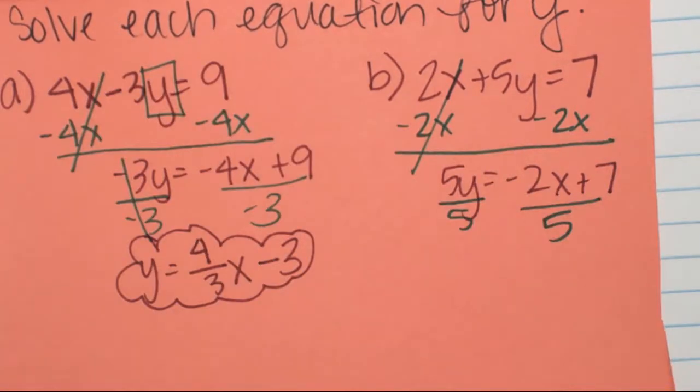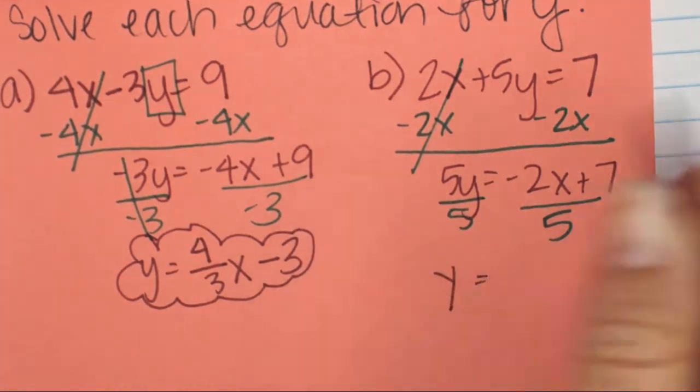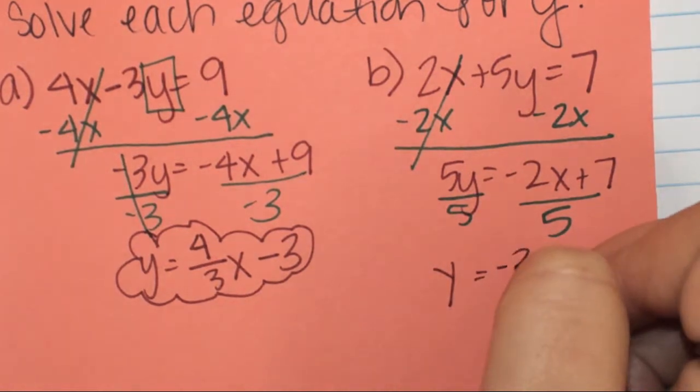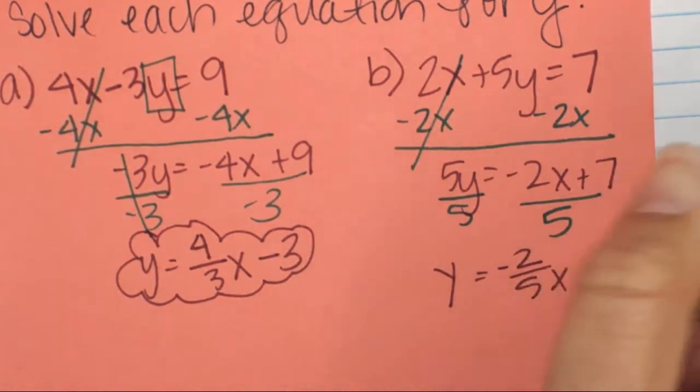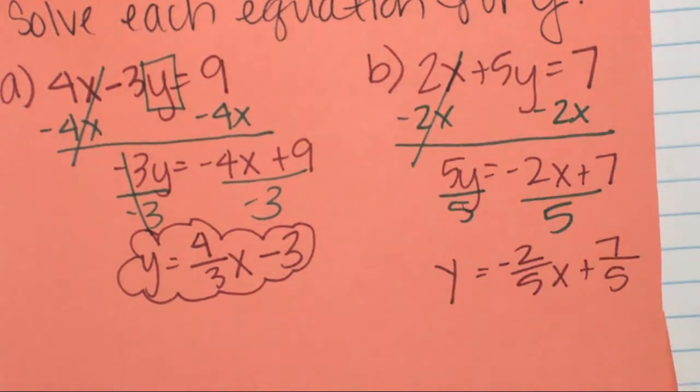Now, do I divide all the things by 5 or one of the things? All of them. So what's negative 2 divided by 5? Negative 2/5 x. And what's 7 divided by 5? 7/5. Awesome. Thank you.